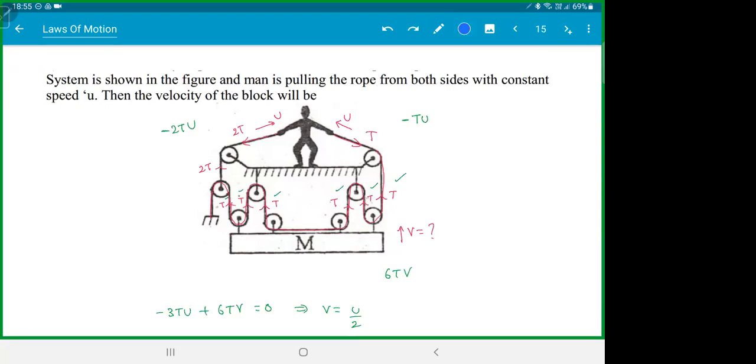Next one. Any doubts? Vartika, clear with this? Arjun, got this? Yes, sir.